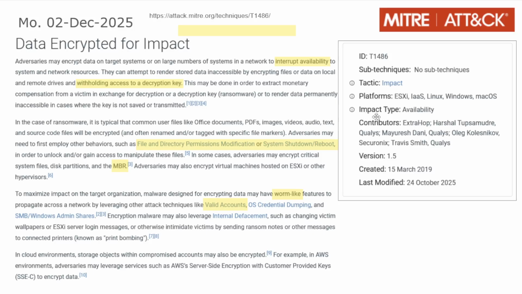Then the impact type, very interesting. That's like the goal, the protection goal. So it impacts availability. That's also interesting. Contributors, extra hop, I don't know. Harshal, Mitre, no. Qualys, yes.